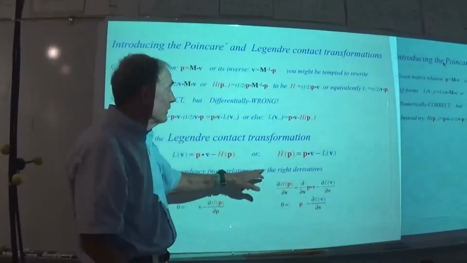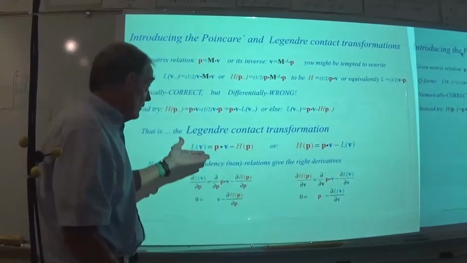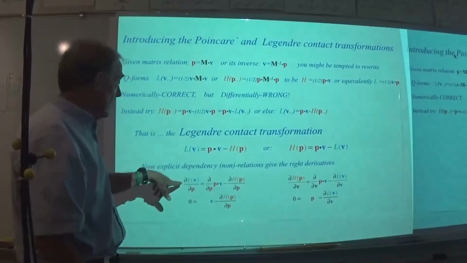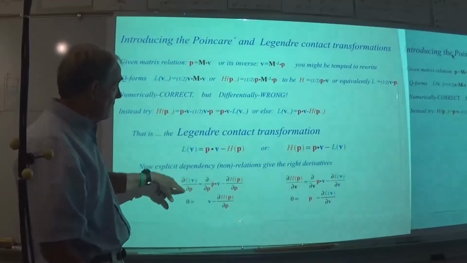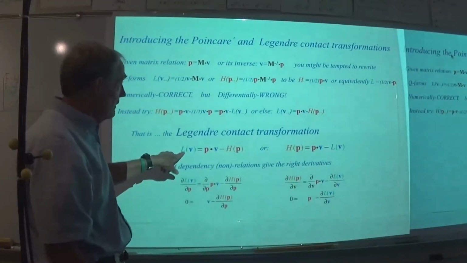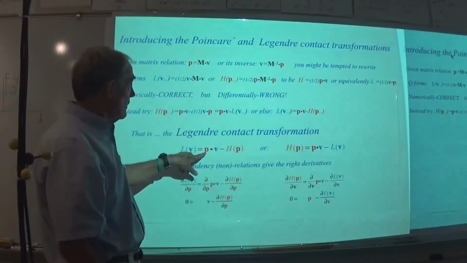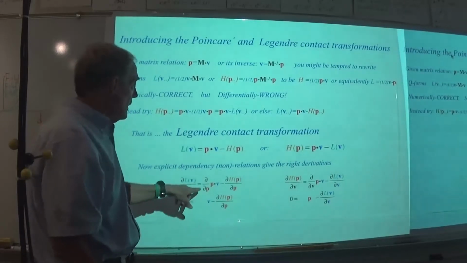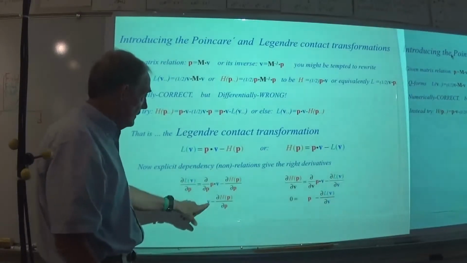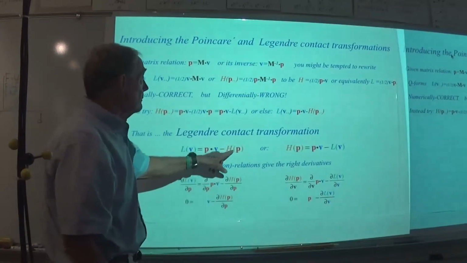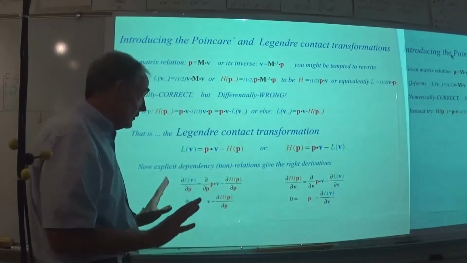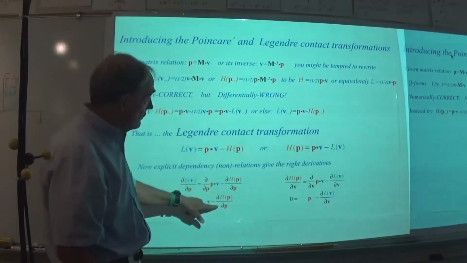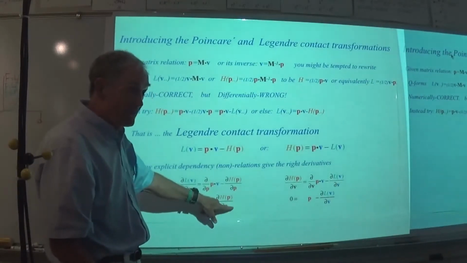So, the explicit dependency gives the right derivatives. This is a good choice. You can see right away if I take the partial derivative with respect to p of this side right here, and then I do a partial derivative with respect to p of that thing, I just get a nice v there, okay, v, right? And then minus, I take the partial with respect to p, that's supposed to be legitimate to do. There's your Hamilton first equation, right there.